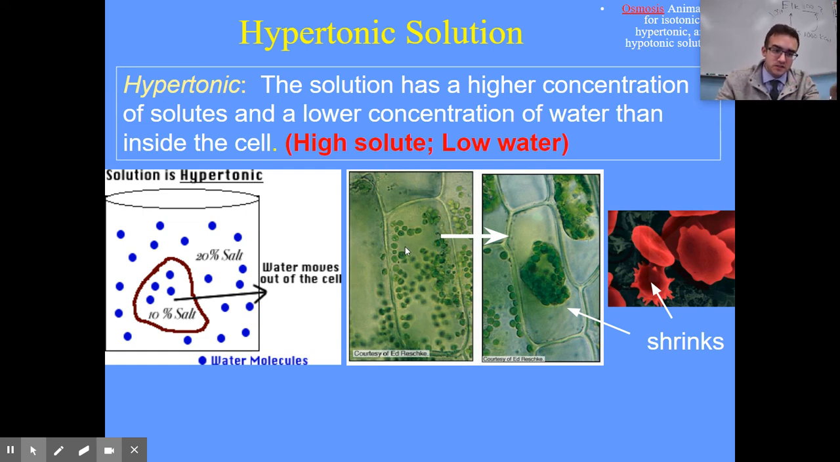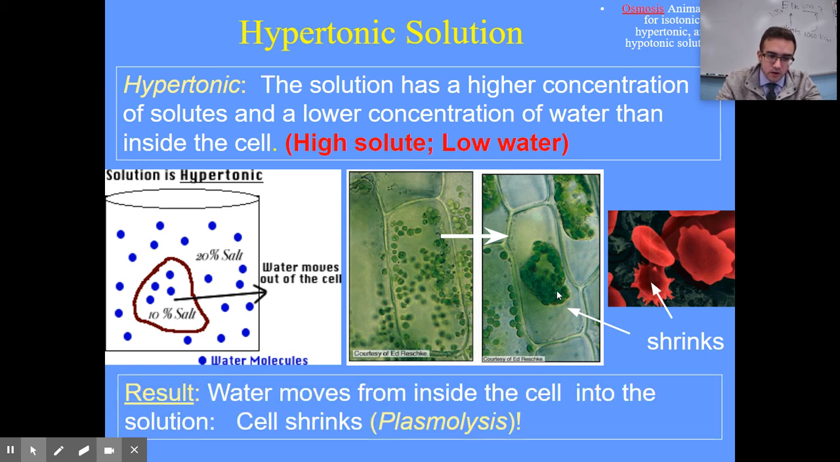So if we look at this picture, this is a normal plant cell that we see. Well, if it's in a hypertonic solution full of salt water, water rushes out and we can see the cell membrane separate from the cell wall and just shrink. And we can get it to shrink so much that it just kind of collapses in on itself. So that's a hypertonic solution.